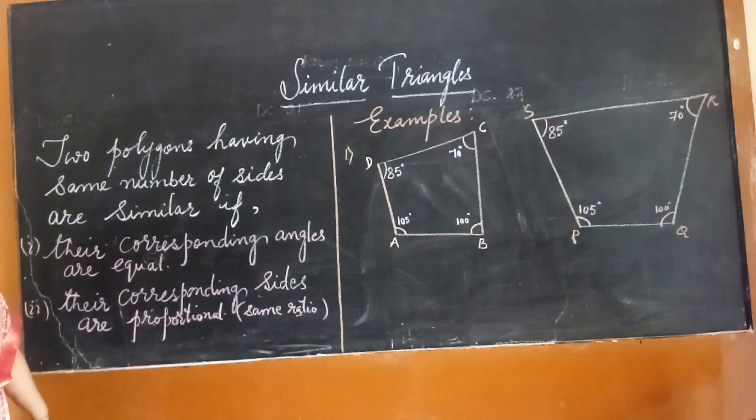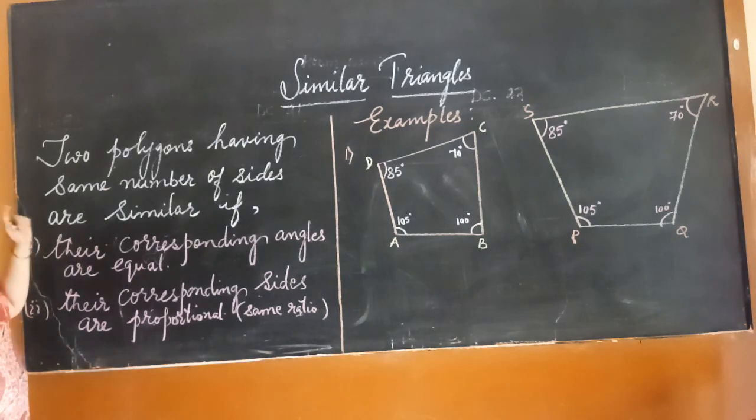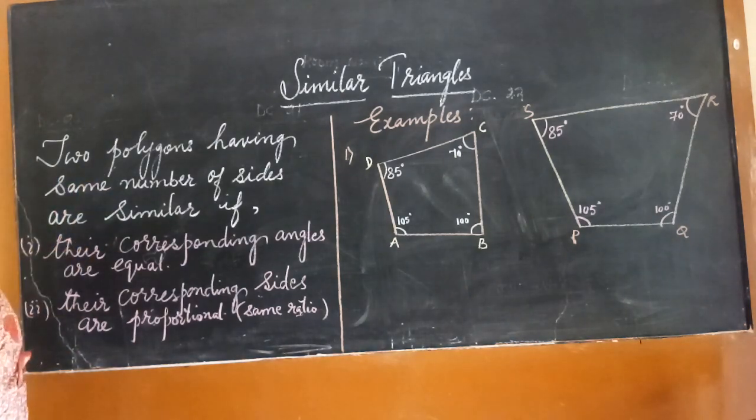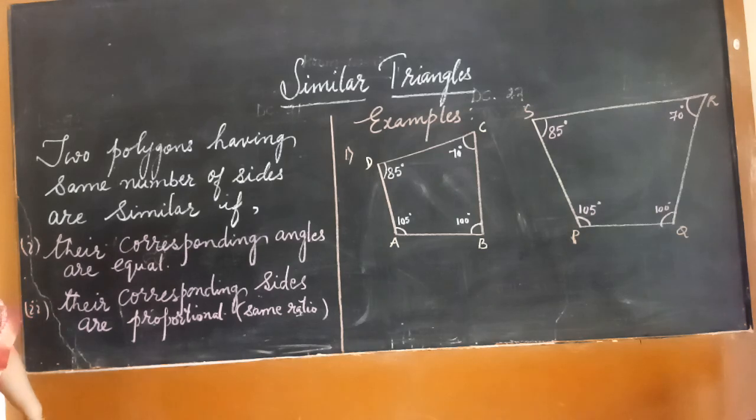Similar figures, and we had defined what are similar figures. Any two polygons having the same number of sides are said to be similar under two conditions: if the corresponding angles are equal and the corresponding sides are proportional. Yesterday I had also introduced what are corresponding angles and corresponding sides.